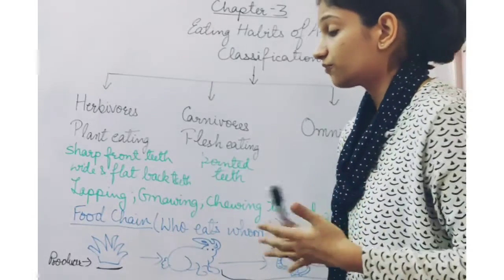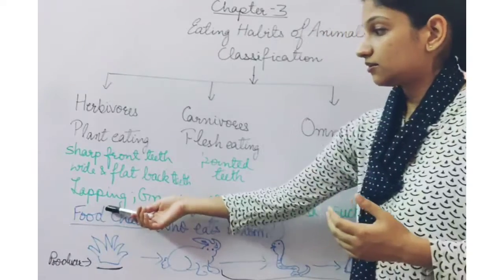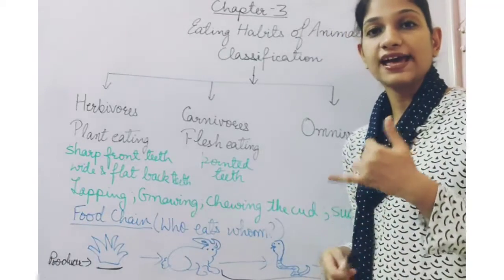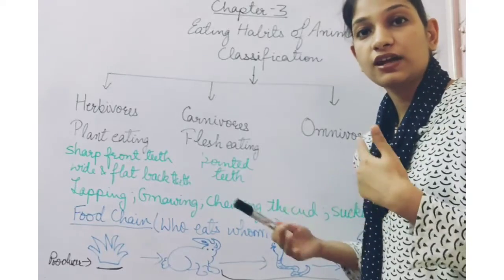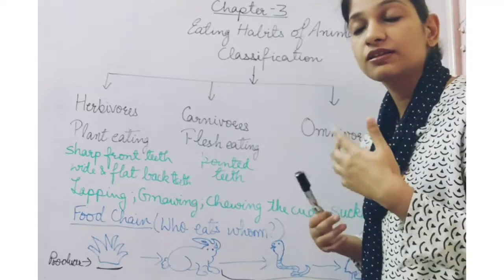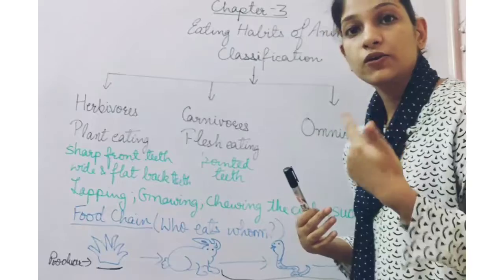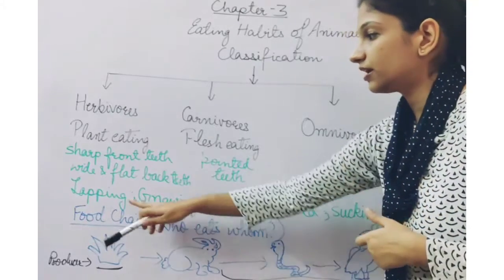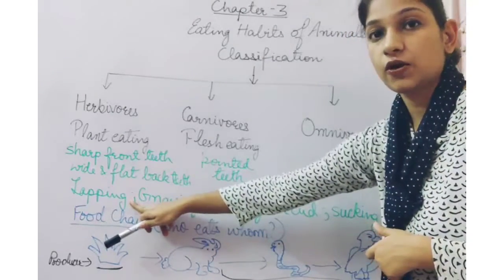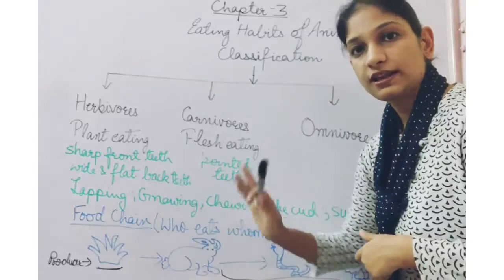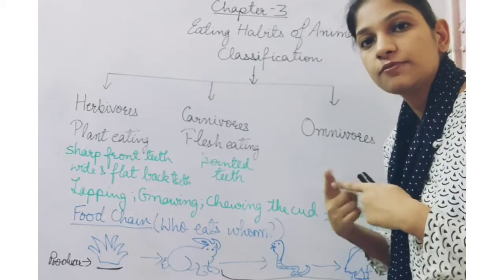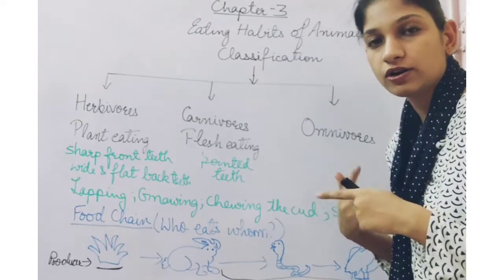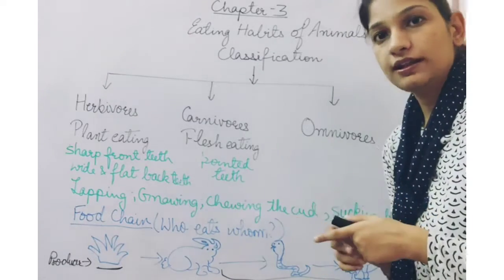So we have a lot of other terms. First is lapping. Cats and dogs drink their milk with the help of their tongue. They repeatedly use their tongue to drink milk. That is called lapping.